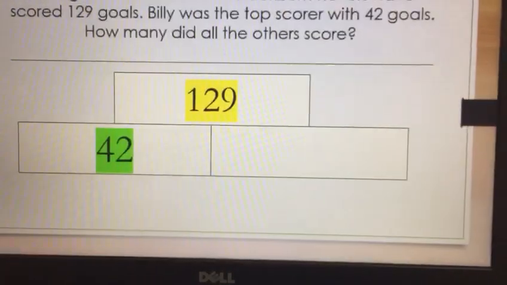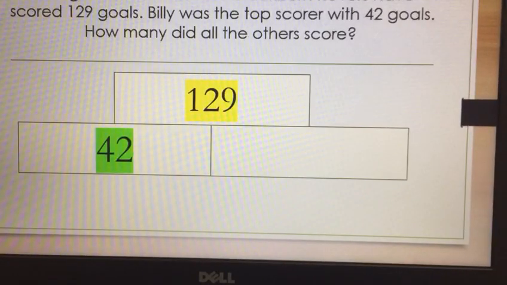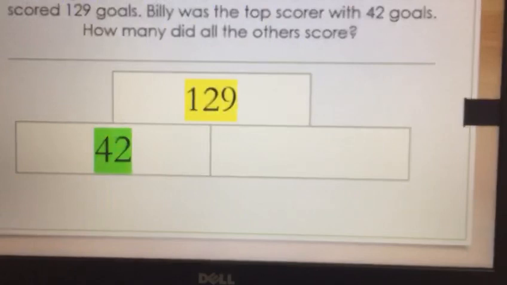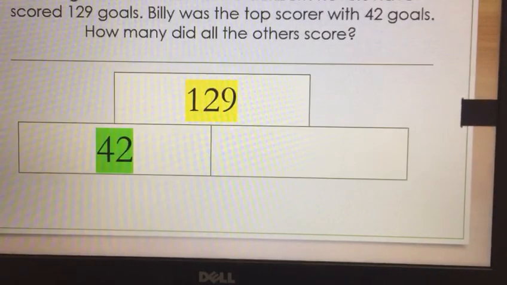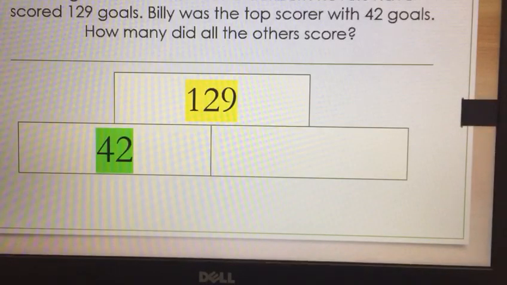So with this type of question, I've set it out in a bar model. I think this is the best way to visualise how many goals the other players in the team scored. Now, I put the biggest number at the top, 129. And I've put how many goals Billy scored down the bottom.